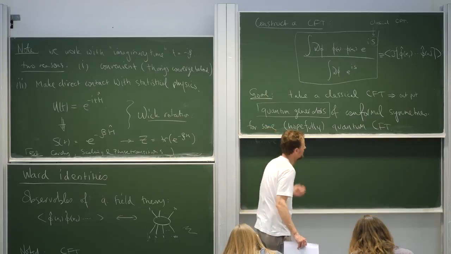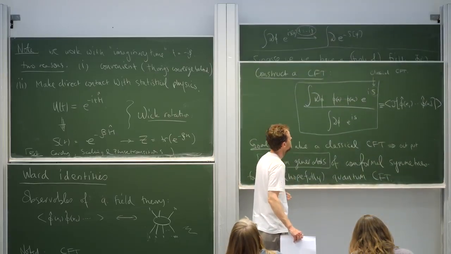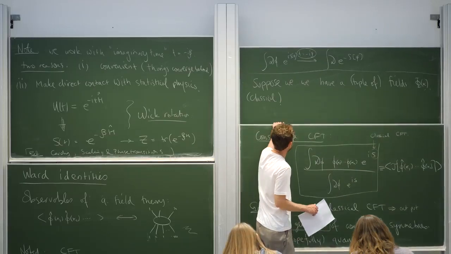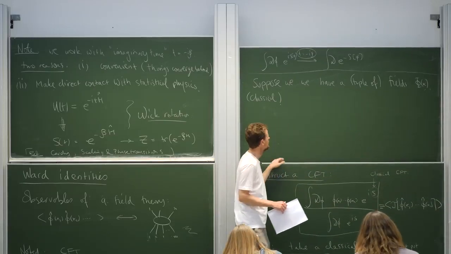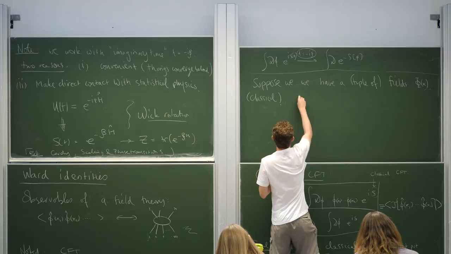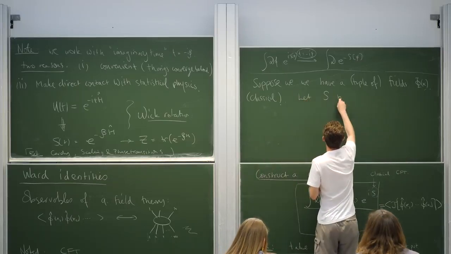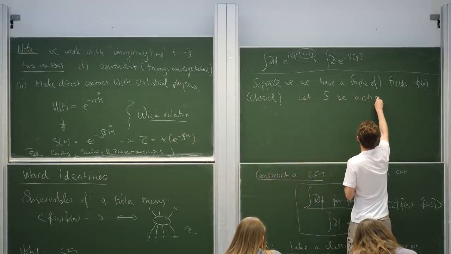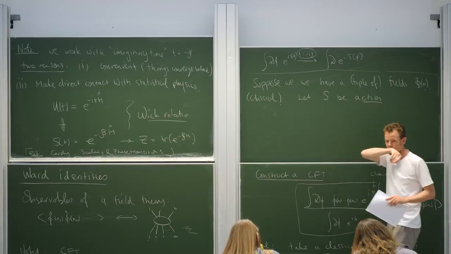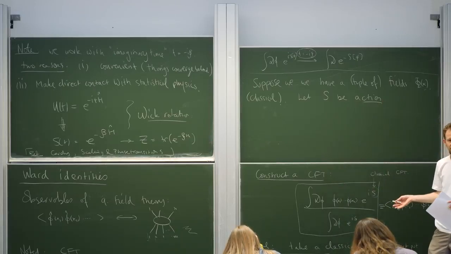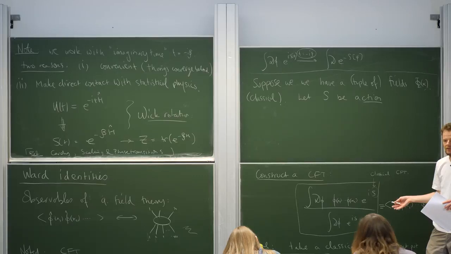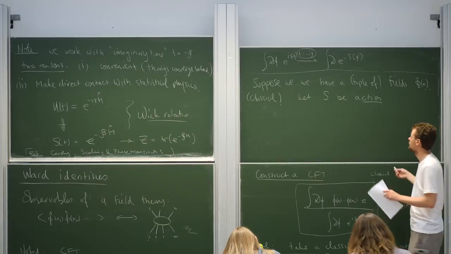Then the path integral prescription says if you have an action for these fields, the path integral prescription gives us a way to invent correlation functions for quantum versions of these fields.